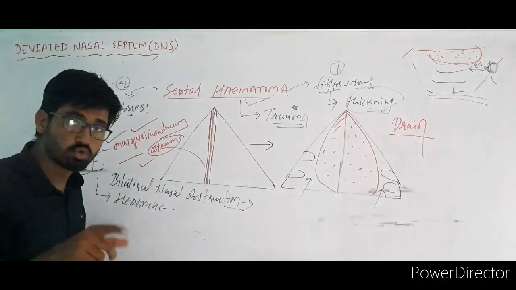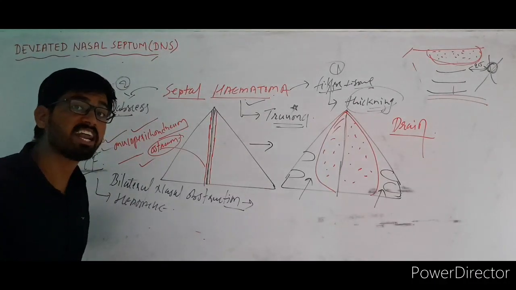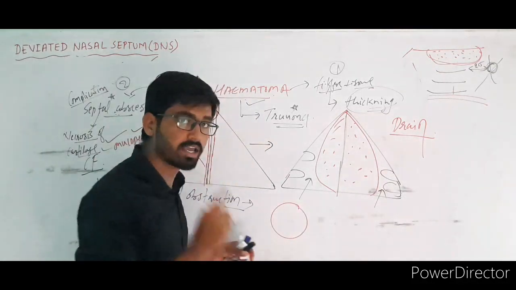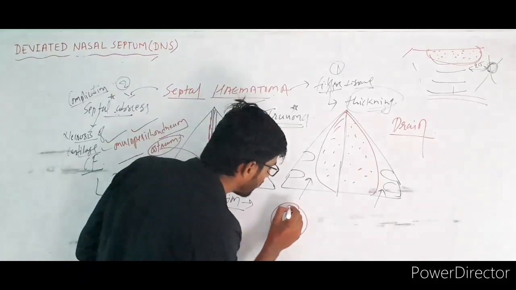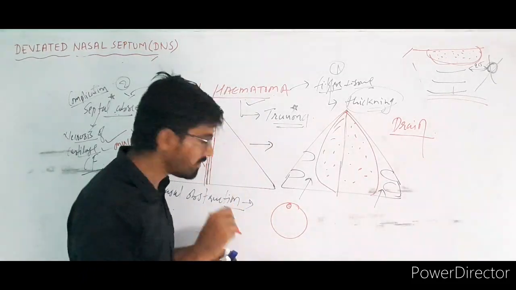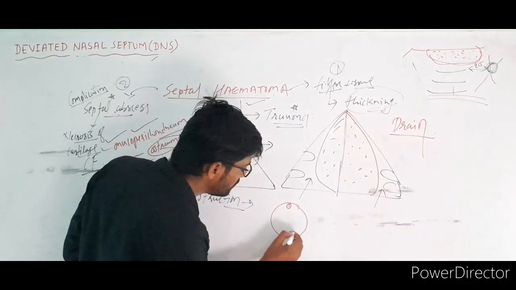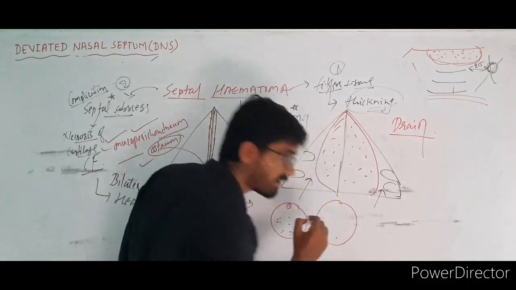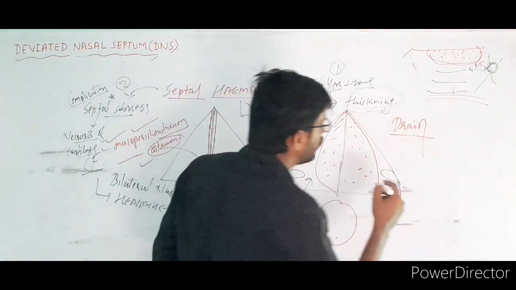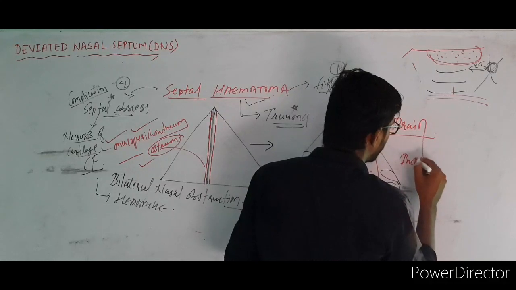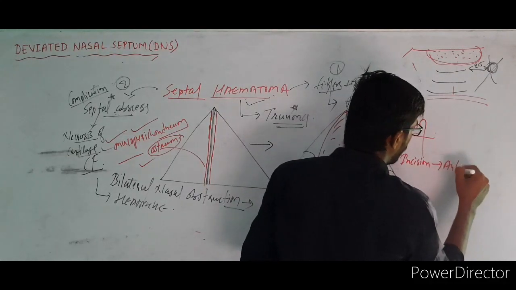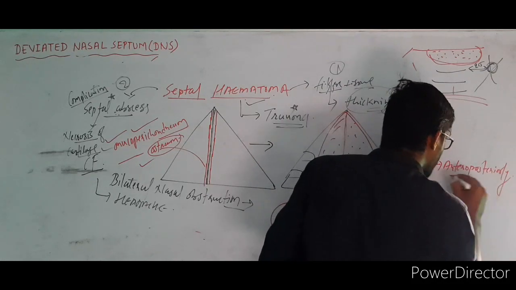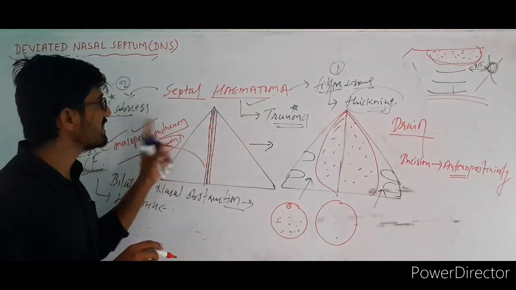Now we have to drain it. So the examiner will ask one question: from where will you drain? Okay, for example, this is your nostril. If you make an incision here, what will happen? Everything will drain, but here will be the blood. No, it can't drain. So what do you have to do? You have to make the incision here, anteroposteriorly, right? So this is all about septal hematoma.